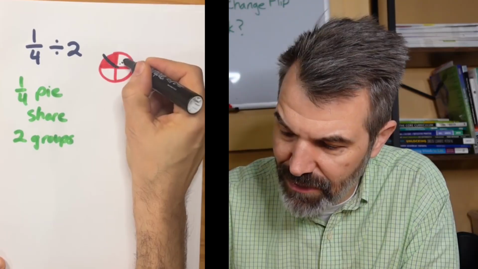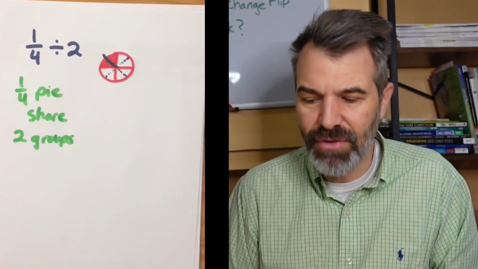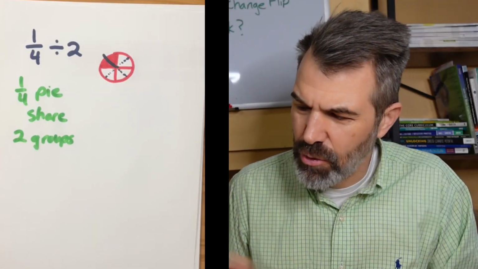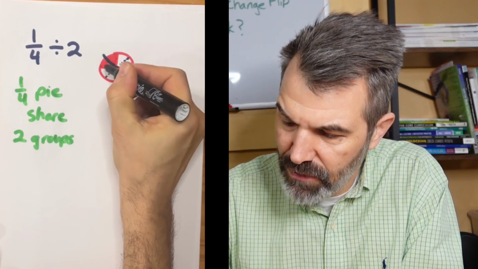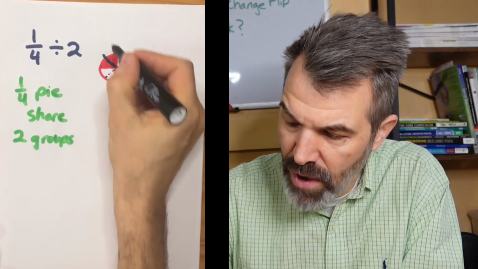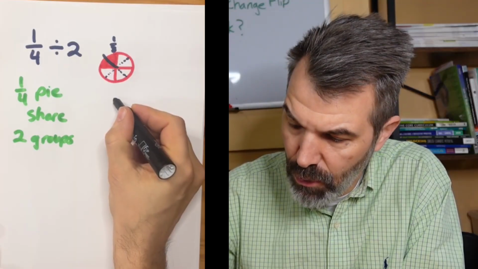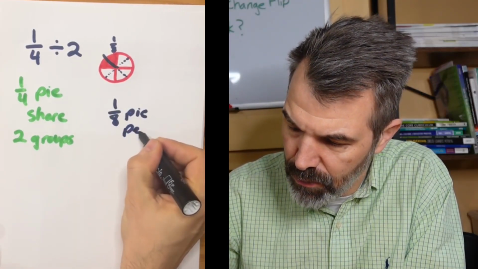Just to make sense of that, if I cut that in half, I want to cut them all in half so I get that same size part. When I'm looking at that, how much does each group get? There's going to be 1, 2, 3, 4, 5, 6, 7, 8. Each group gets 1 of those. 1/8. So I'm talking about 1/8 of a pie per whole group.